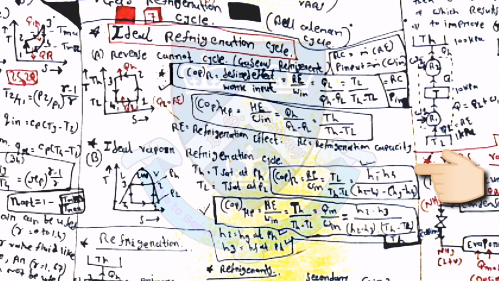This equation is used in the GATE examination two to three times. Then COP of the heat pump is equal to HE upon Wn, which is equal to TH upon (TH minus TL), which is equal to (H2 minus H3) upon (H2 minus H3), into (TH minus TL) upon TH.